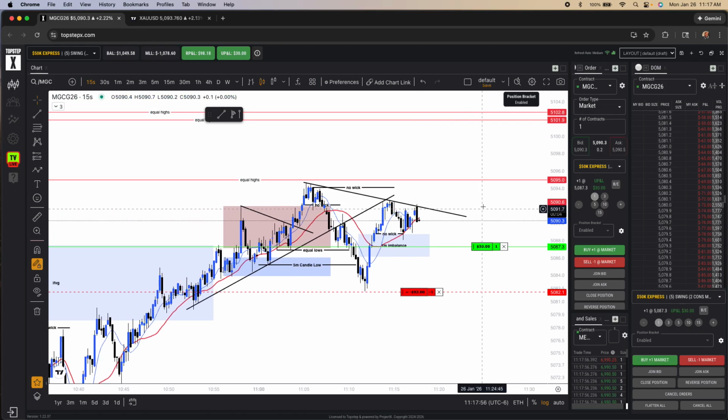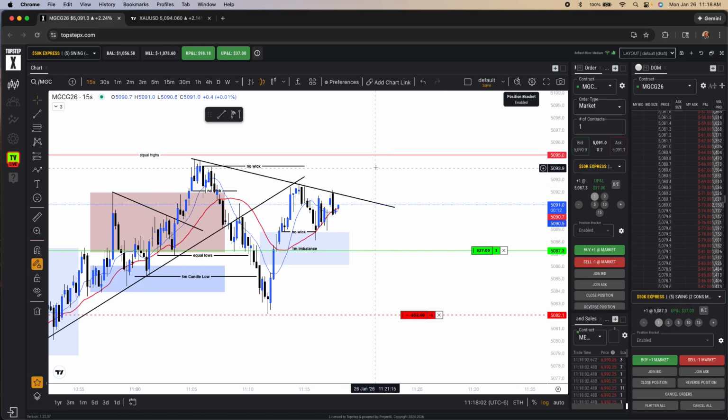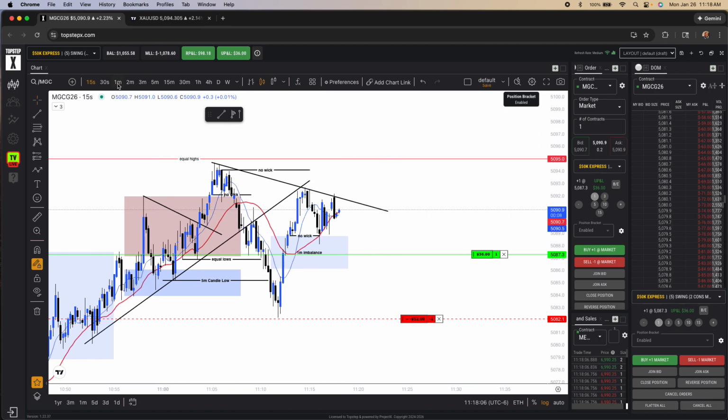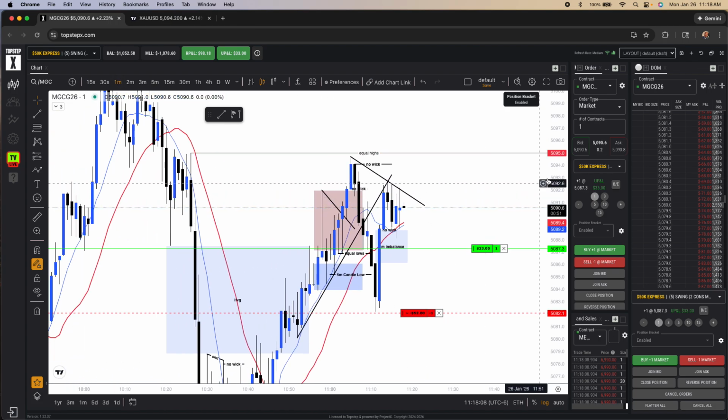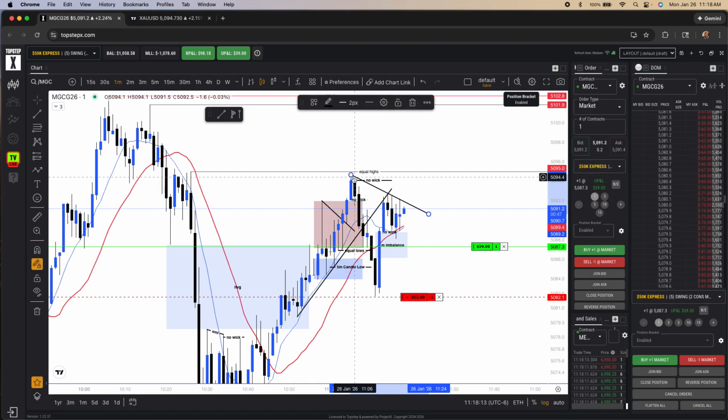So strong candle right here to the downside, but this is on the 15-second time frame. We could easily reverse that. But yeah, now we just kind of wait and see where the market truly wants to go. Do we want to go down further, or do we want to actually go up higher?